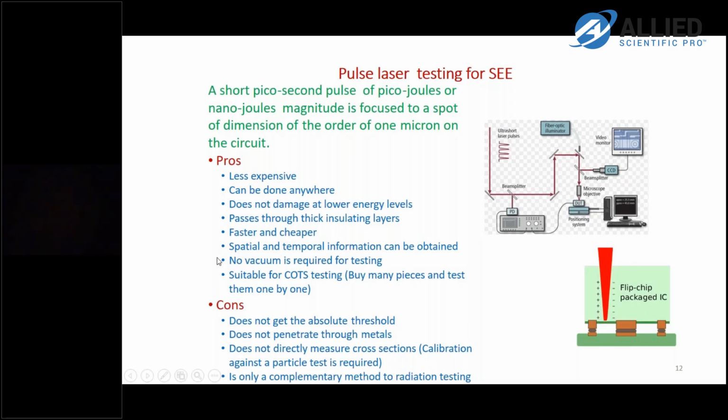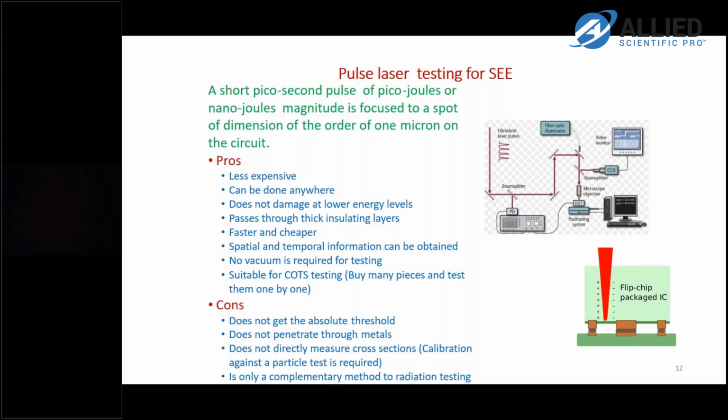It is faster and cheaper. And one very important aspect of this is the spatial and temporal information. It's possible to get spatial and temporal information simply because in particle testing, you have a broad beam and you could generate all kinds of SCE, but you don't know exactly where these SCE are generated. But in this case, you have a focused beam of 1 micron, and then you would know at which point the sensitivity is happening and the SCE is being generated.